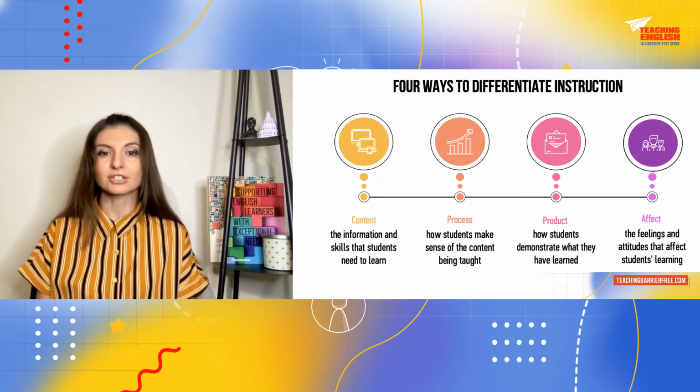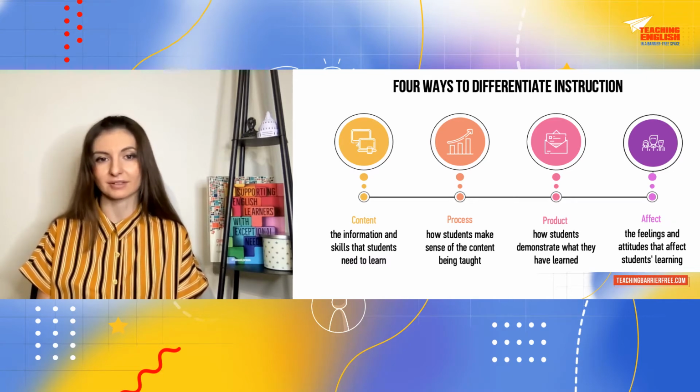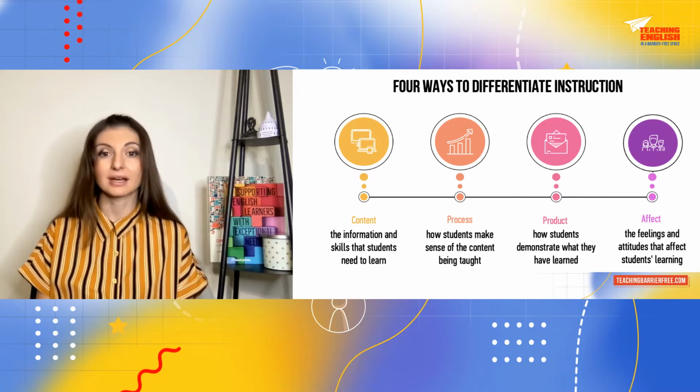Content: the information and skills that students need to learn. Process: how students make sense of the content being taught. Product means how students demonstrate what they have learned. And affect, meaning the feelings and attitudes that affect students' learning.